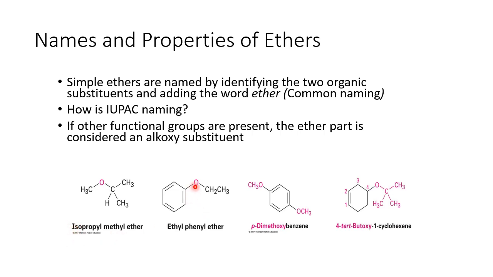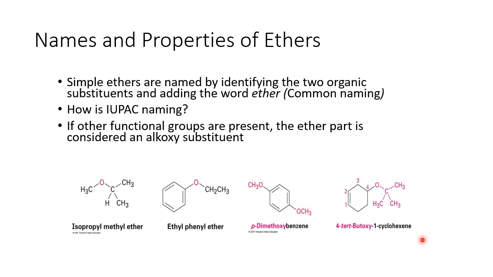And then we have this compound by common naming. You have this ethyl as 1 substituent and this phenyl as a 2nd substituent, so this is called ethyl phenyl ether. And in that case, when you have 2 methoxy groups on the phenyl ring, we call it para-dimethoxybenzene. Why did we say para? Because one of them is para to the other one.